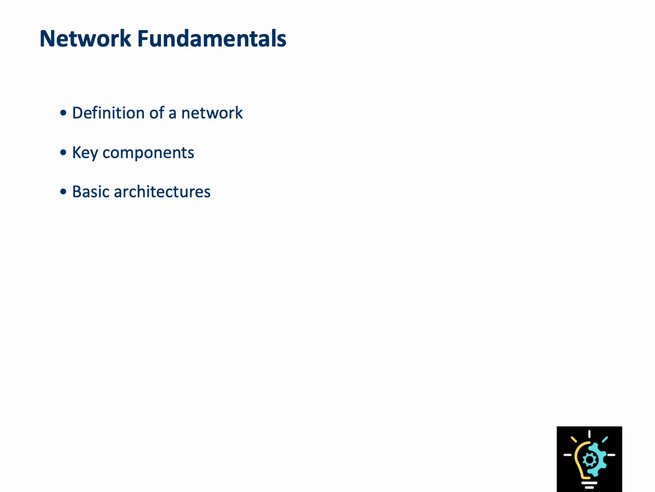Let's define the word network. At its simplest, a network is two or more devices connected so they can share information. But once we look closer, the structure becomes more complex. A local network might connect devices in a single hospital ward. A wide area network could link hospitals across different regions.